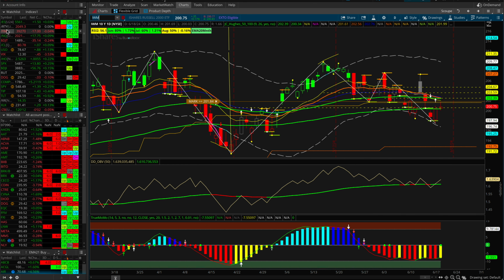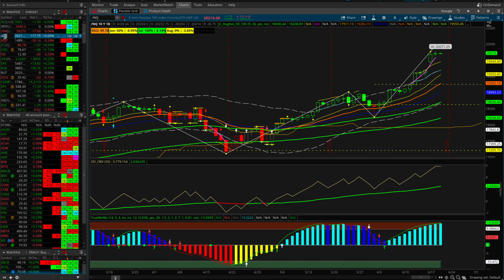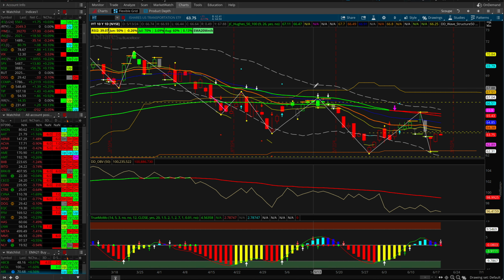Okay. The NASDAQ just continues to rip higher, although it's basically a little sideways from yesterday's close. Went up 5 points, or 0.03% today. The Dow transports, I'm going to use IYT, are still down. And that's it for the overall big markets.